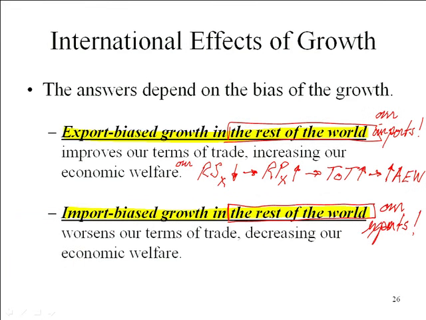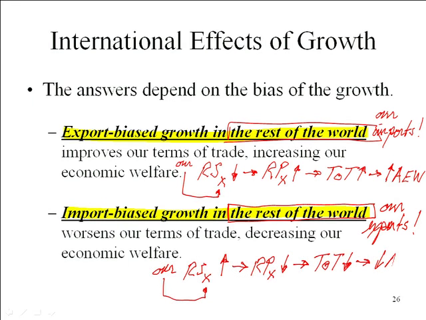So that would be an example of China seeing import bias growth, growing in an industry in which they're primarily importing, but their imports are our exports. So the relative supply of our exports will actually go up, which means the relative price of our exports will go down, our terms of trade will fall, and we would see a decline in our aggregate economic welfare.